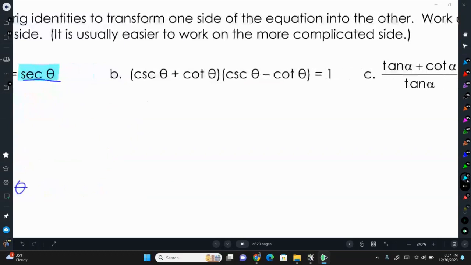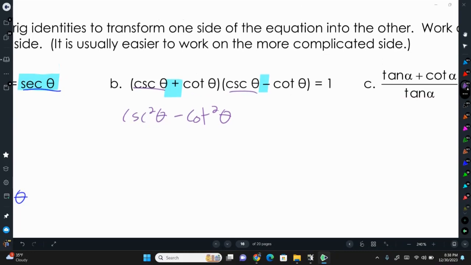Now, letter B, we have cosecant plus cotangent times cosecant minus cotangent equals 1. So let's multiply this out. Let's FOIL. Now, because these are conjugate binomials, we have a plus and a minus. We know that the middle terms are going to cancel out. So it's going to be cosecant squared theta minus cotangent squared theta on the left side.